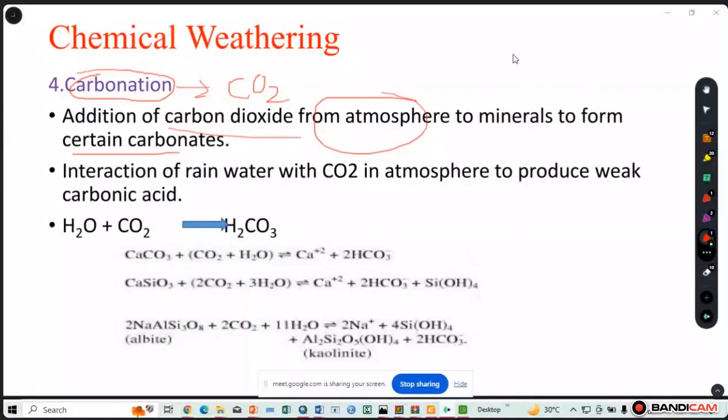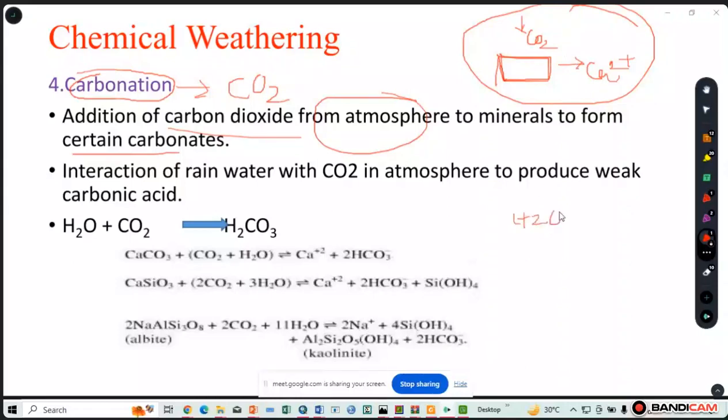Suppose this is a rock. When this rock is exposed to the atmosphere, it comes in contact with CO2. Chemical changes occur within the rock and calcium ions, Ca2+, are released, which is the involvement of the carbonation process. What happens in the atmosphere? We can find H2O plus CO2.